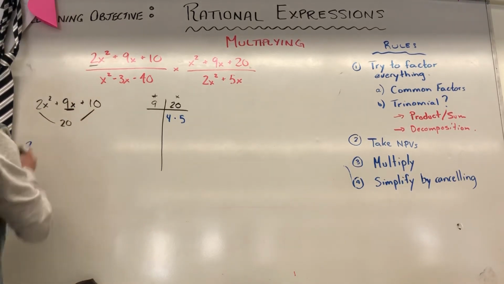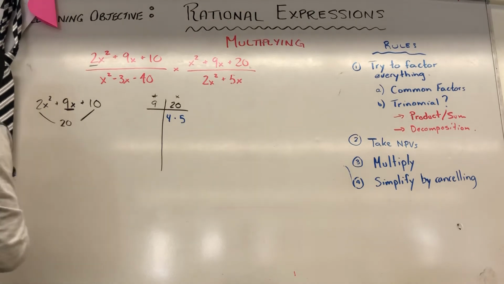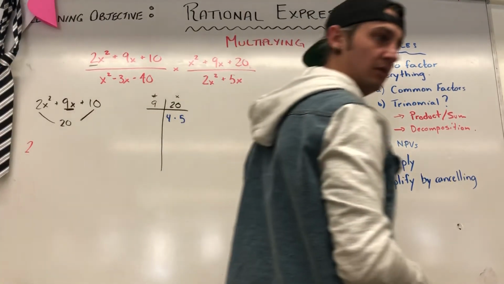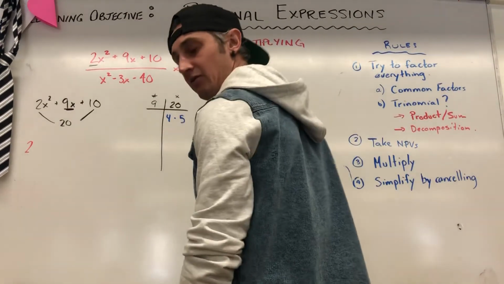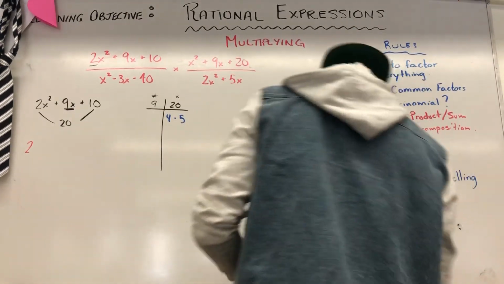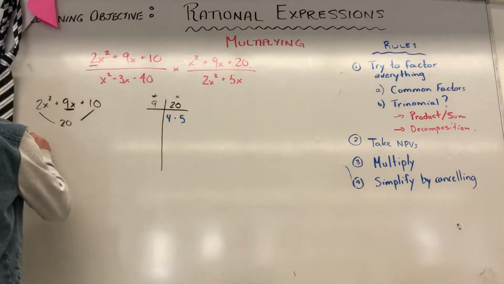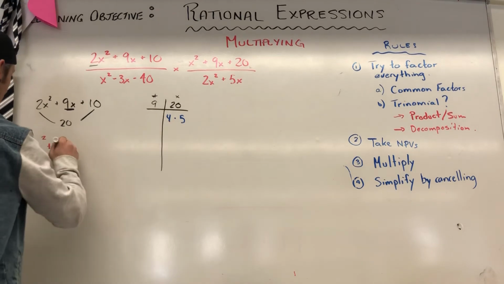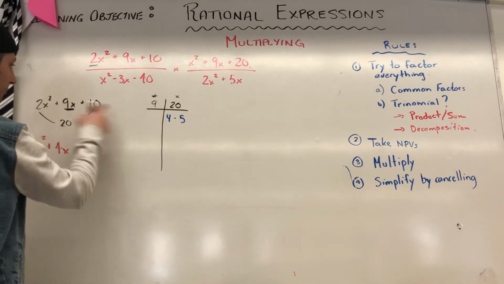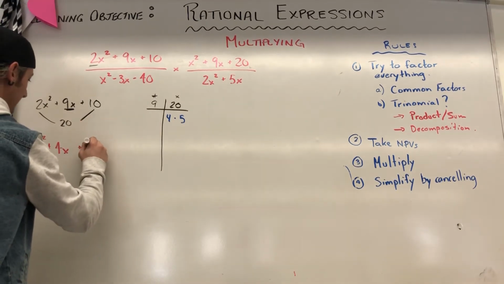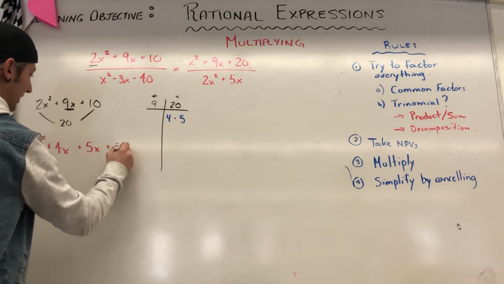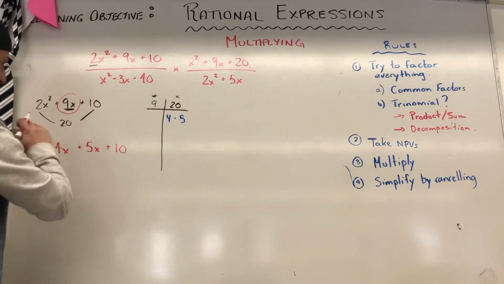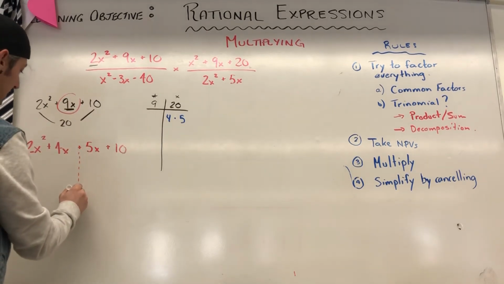So now I'm going to go 2x squared plus 4x plus 5x plus 10. Okay, so I've replaced 9x with 4x plus 5x, but I haven't changed my equation there.